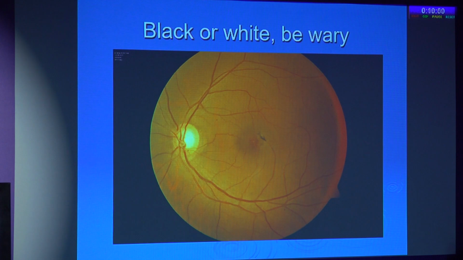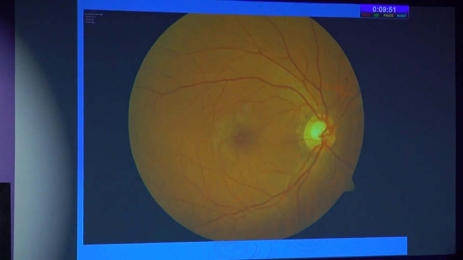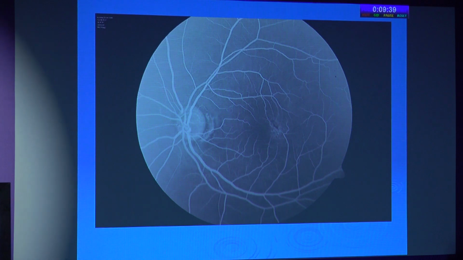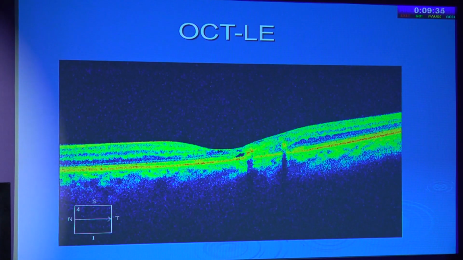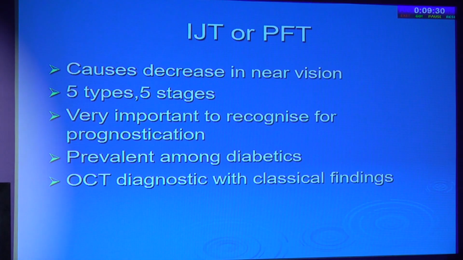If you find pigment clumping like this, always be wary. It need not always be pigment clumping. It can be just a perifoveal whitening. You can see that in the perifoveal area, here there is a whitening. This perifoveal whitening or that pigment clumping is very diagnostic of juxtafoveal telangiectasia. So you can see the leaking juxtafoveal vessels on a fluorescein angiogram, and in the OCT you will get tissue loss, you will get the classical ILM drape sign.